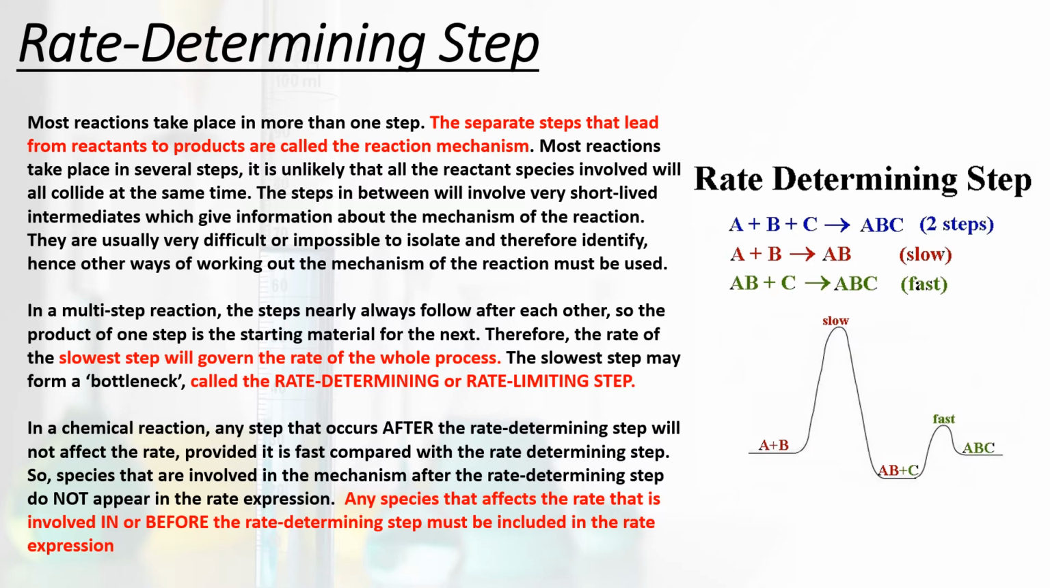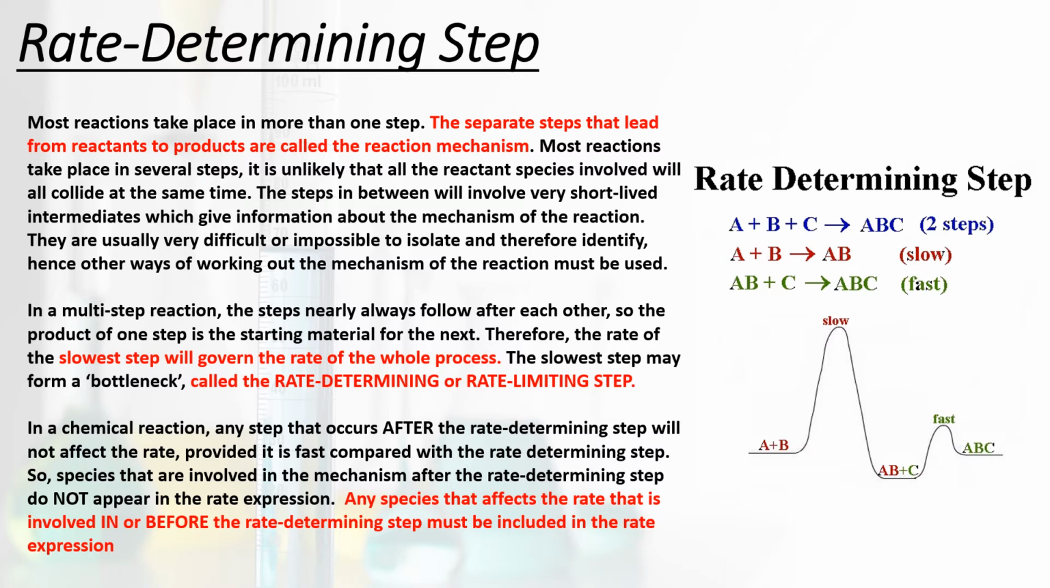But because they're very, very unstable energetically, they're pretty difficult to isolate, sometimes even impossible to isolate and truly identify. And so other ways of working out the mechanism must be used. Now in a multi-step reaction, the steps nearly always follow after each other, so the product of one step is the starting material for the next.